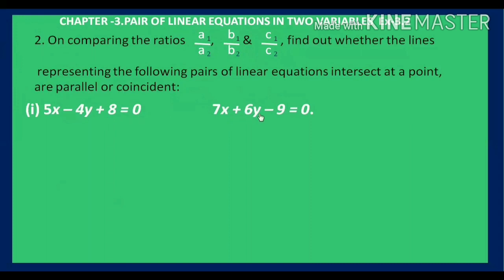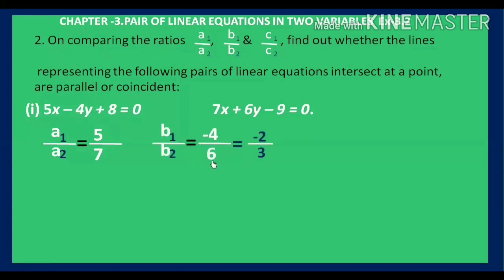So these two equations are given in the first part, 5x minus 4y plus 8 equals 0, 7x plus 6y minus 9 equals 0. So first we find these ratios, a1 upon a2, b1 upon b2 and c1 upon c2. Whenever you find a ratio, that should be in simplified form. So a1 upon a2 अगर 5 by 7, x के coefficient है 5 और 7, 5 by 7. You have to take these coefficients with their sign positive और negative, लेकिन x और y नहीं लिखना है वहाँ पे, आपको ध्यान रखना है.